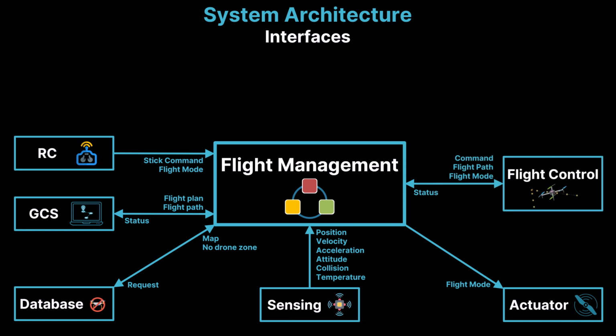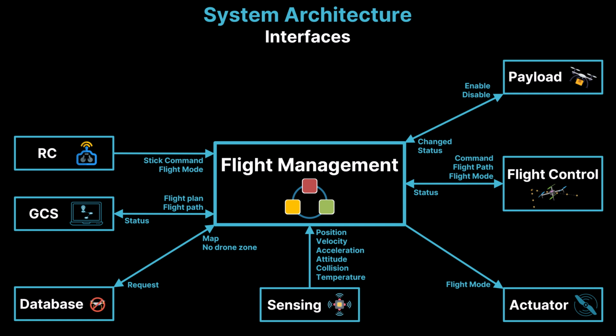Flight control system. A tightly coupled interface where the FMS sends flight mode commands, navigation targets, and mission directives, while receiving state estimates and control status. Payload. Interfaces with mission-specific equipment such as cameras, delivery systems, or environmental sensors. The flight management may control payload operation and monitor payload status for mission integrity.